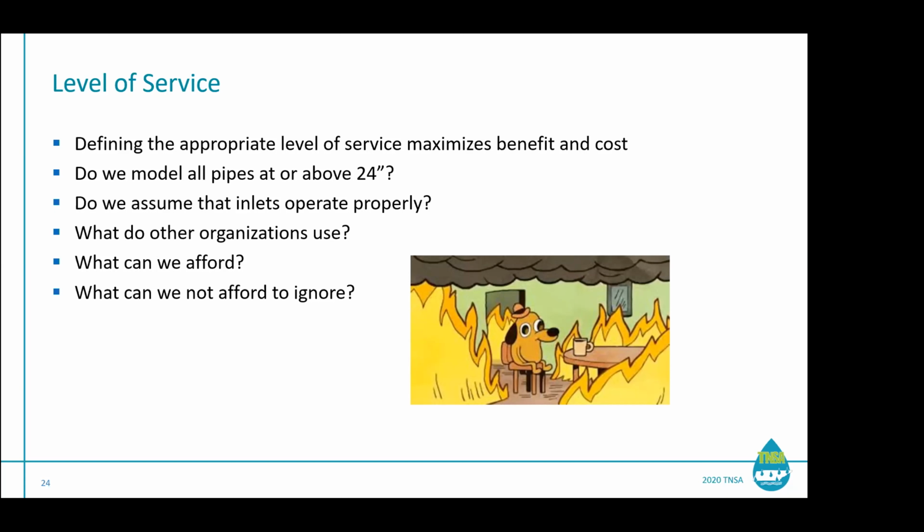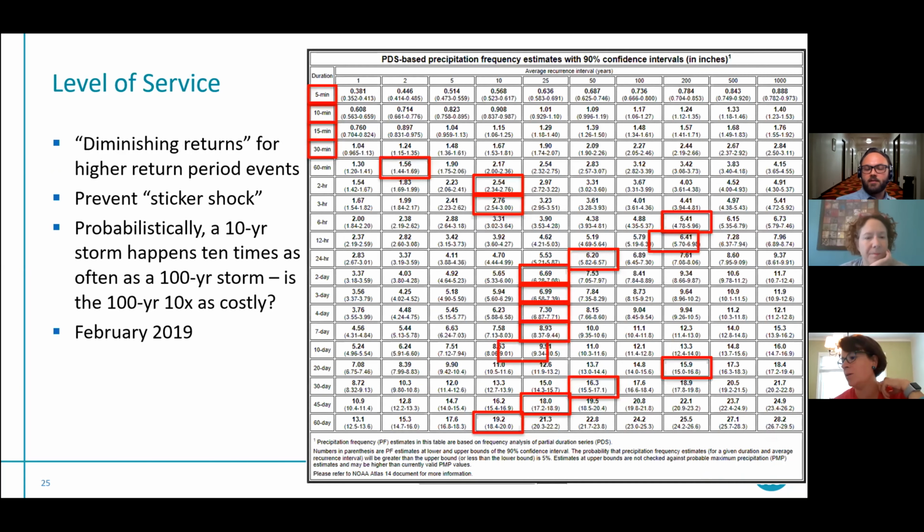That's a little more philosophical, but what is the most pressing thing in our city? And level of service can be very squirrely. You have diminishing returns oftentimes for your higher return period events. So if you model the 5-year storm and the 100-year storm, there's going to be a lot more structures and roads and stuff that are inundated.